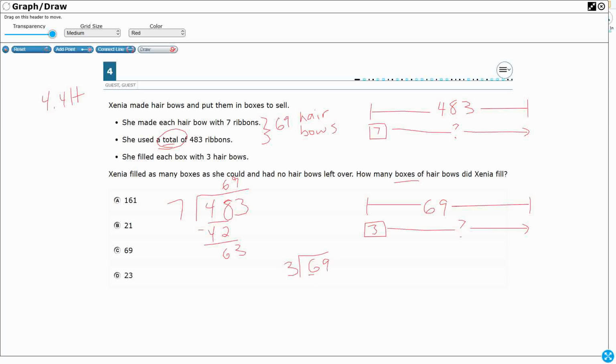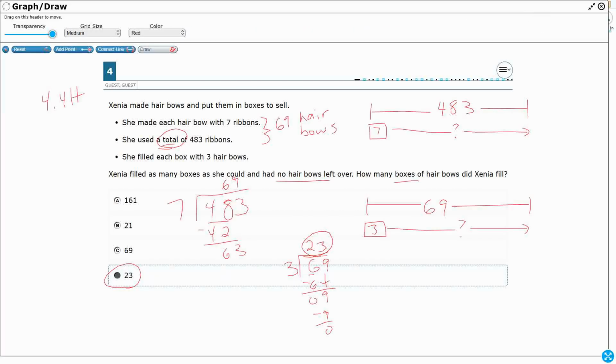So 3 goes into 6 twice, and 3 goes into 9 3 times. And like the problem said, no hair bows left over. So there's no remainder. So there we go. My answer here is 23. 23 boxes of hair bows.